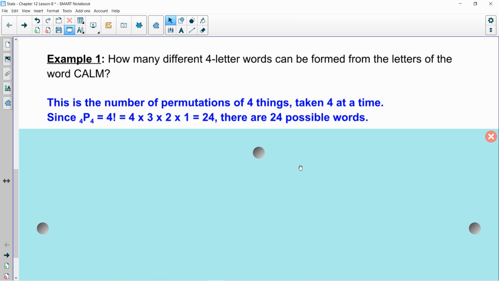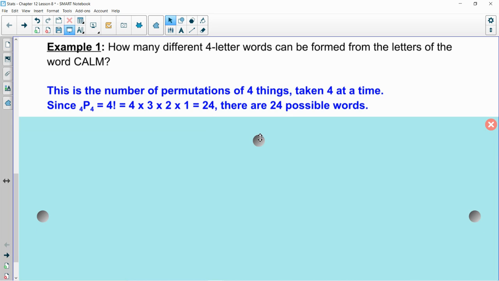So let's first write this down. We know it's a permutation of 4 things taken 4 at a time. It's easy enough for us to write 4P4, right? And a different type of notation, an alternative, as we see here, is using the factorial notation. Whenever we have a permutation where N and R, the numbers on the left and the right of P, are the same, that would be the same as that number factorial. And it gives us exactly the same answer. So there are 24 possible words in the word calm.